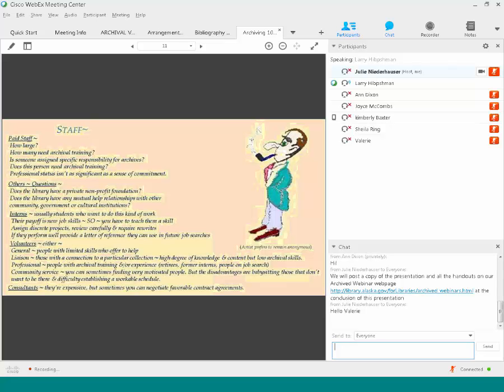Other types of help. Does the library have a private nonprofit foundation? Probably not. If it does, it might be one way to provide paid staff or develop a program for non-paid staff. Does the library have any mutual help relationships with other community, government, or cultural institutions? That's another resource for finding people whom you can use, volunteers, work study, whatever.